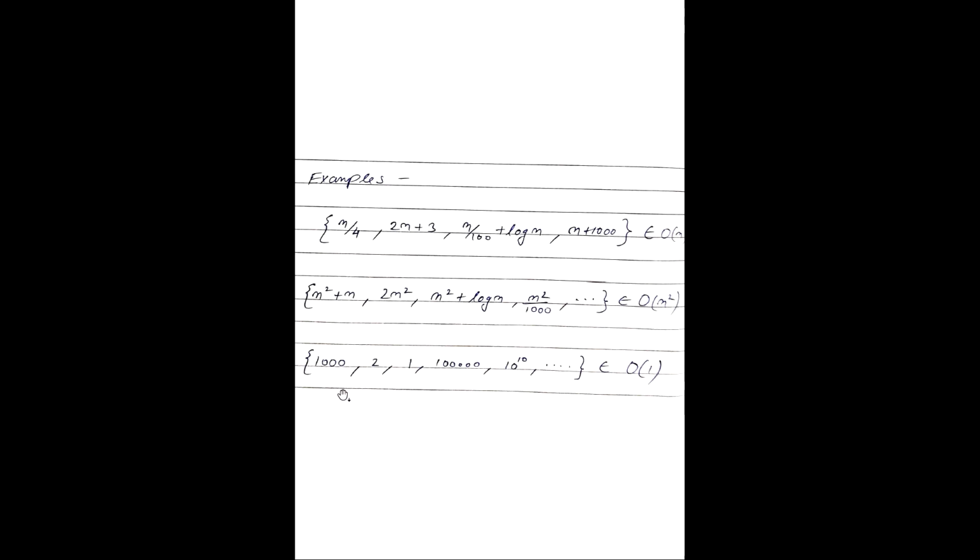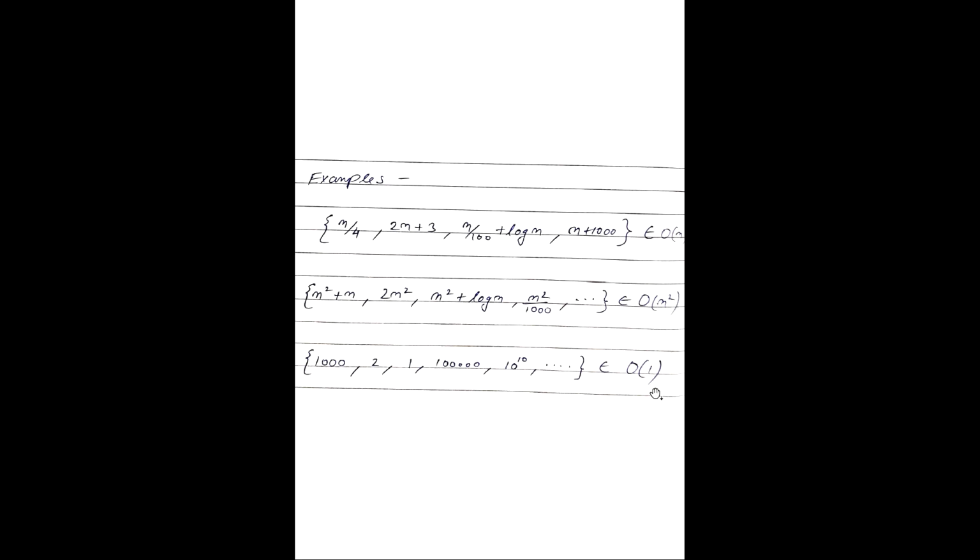There it's all constant, like 1000 is constant, 1, 2, 1000, 10,000, 1 lakh, 1 million, all. So it belongs to constant, and constant is big O of 1.